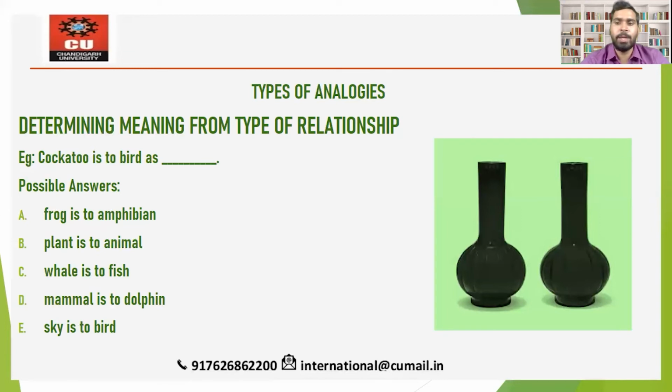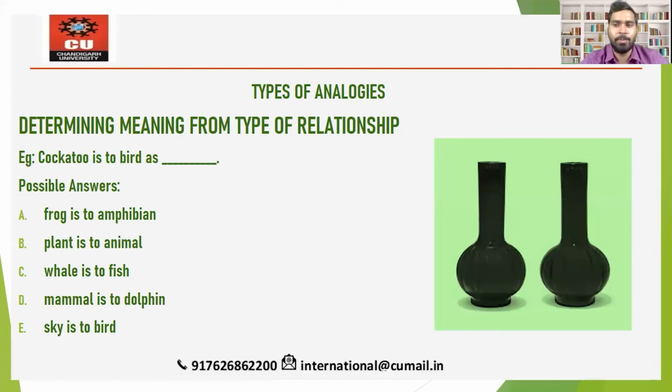Now the relationship between cockatoo and bird is that a cockatoo is a type of bird. Likewise, a frog is a type of amphibian. If you look at option D, mammal is to dolphin shares the same relationship, because a dolphin is a type of mammal. But what we need to focus on is the order in which it is arranged.